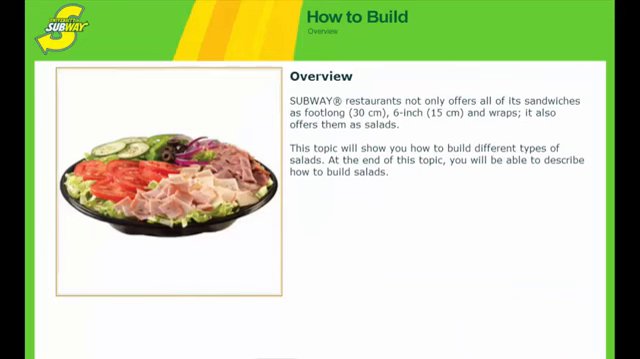Subway Restaurants not only offers all of its sandwiches as foot-long, 30 centimeter, 6-inch, 15 centimeter, and wraps, it also offers them as salads. This topic will show you how to build different types of salads. At the end of this topic, you will be able to describe how to build salads.